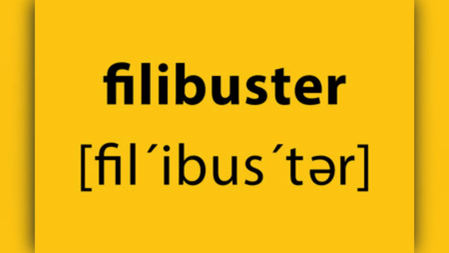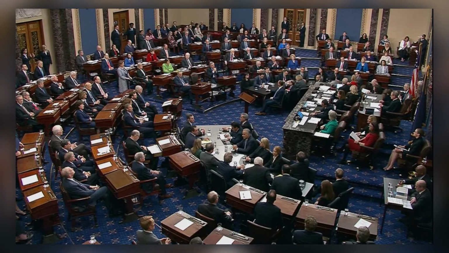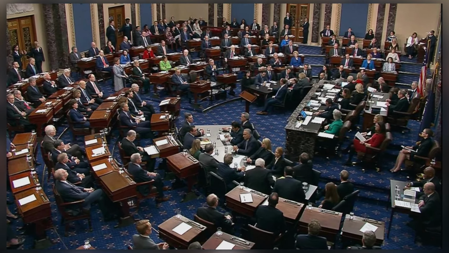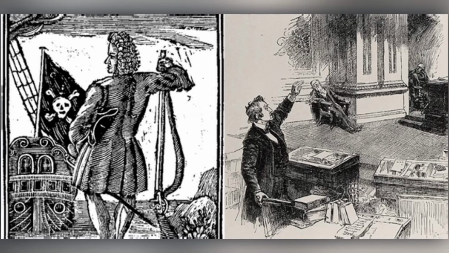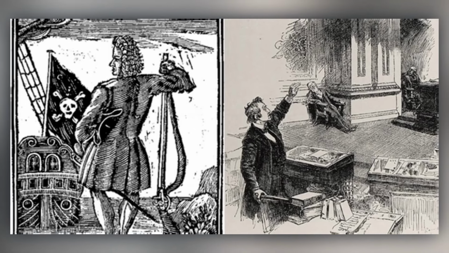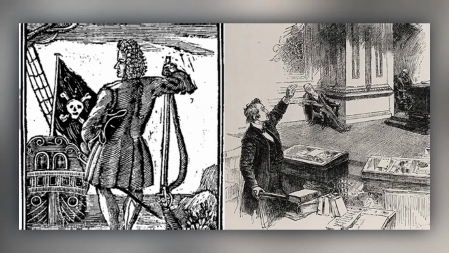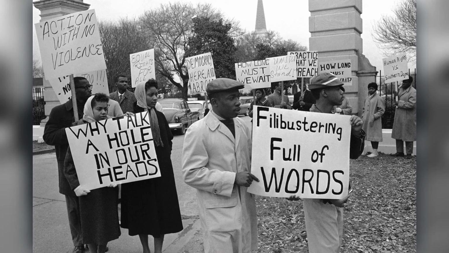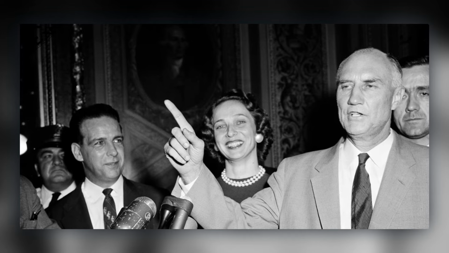filibuster. The term filibuster actually comes from a Dutch word meaning pirate, reflecting the idea of hijacking the legislative process. Traditionally, senators would physically hold the floor and speak for hours, sometimes even days, to prevent a vote. This is known as the talking filibuster.